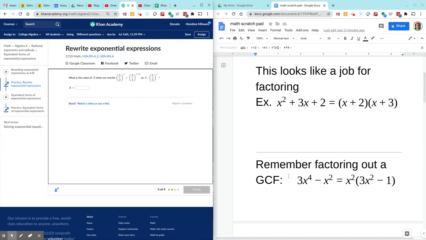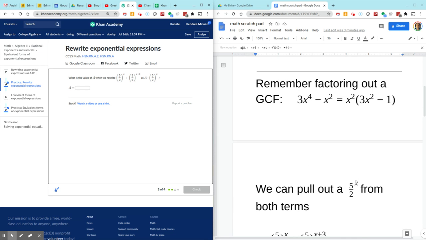And a good thing to remember is what factoring out a GCF looks like. So I just put this little example here: 3x to the fourth minus x squared. I look for the greatest common factor of these two things, which happens to be x squared. I pull it out, and what's left is 3x squared minus 1. If I pull x squared out of 3x to the fourth, I wind up with 3x squared. If I pull x squared out of x squared, I just wind up with a 1. And you see that it's changed the fundamental architecture from a subtraction of two things on the left side to the multiplication of two things on the right side.